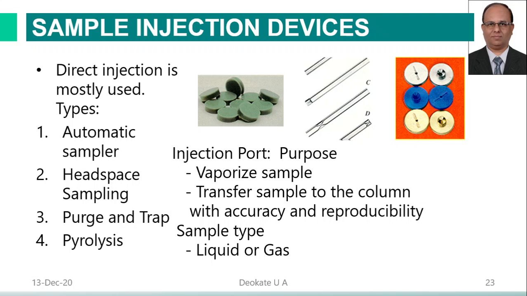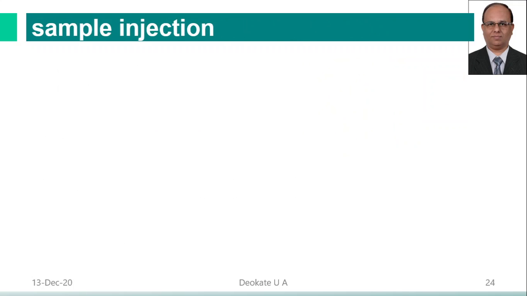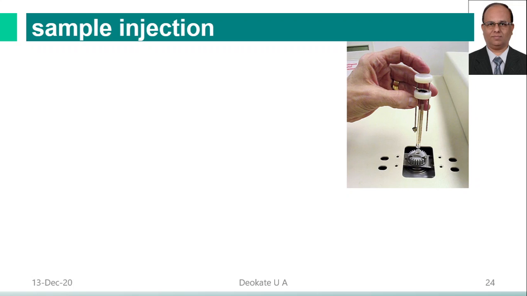The purpose of the injection port is to vaporize the sample. It is kept 50 degrees centigrade hotter than your oven temperature. So as soon as you inject the sample, it will be vaporized here and converted to a sample plug. Then it transfers the sample to the column with accuracy and reproducibility. So we can handle gaseous samples or liquid samples using these sample injection ports. I will show you one example of sample injection.